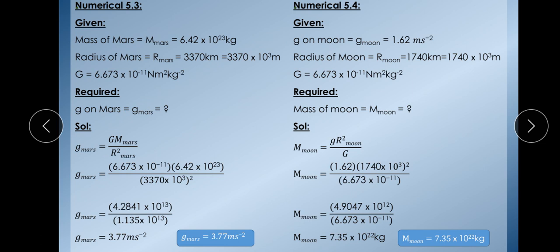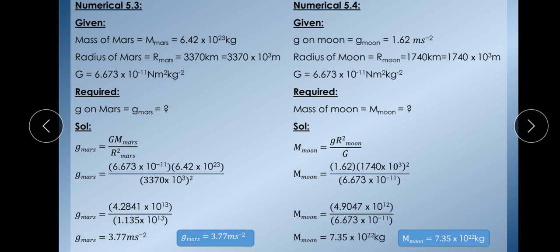So it will become 4.2841 multiplied by 10's power 13 divided by 1.135 multiplied by 10's power 13. They will cancel with each other, and by dividing the values we will get 3.77 meter per second square, which will be the gravitational acceleration on the surface of Mars.